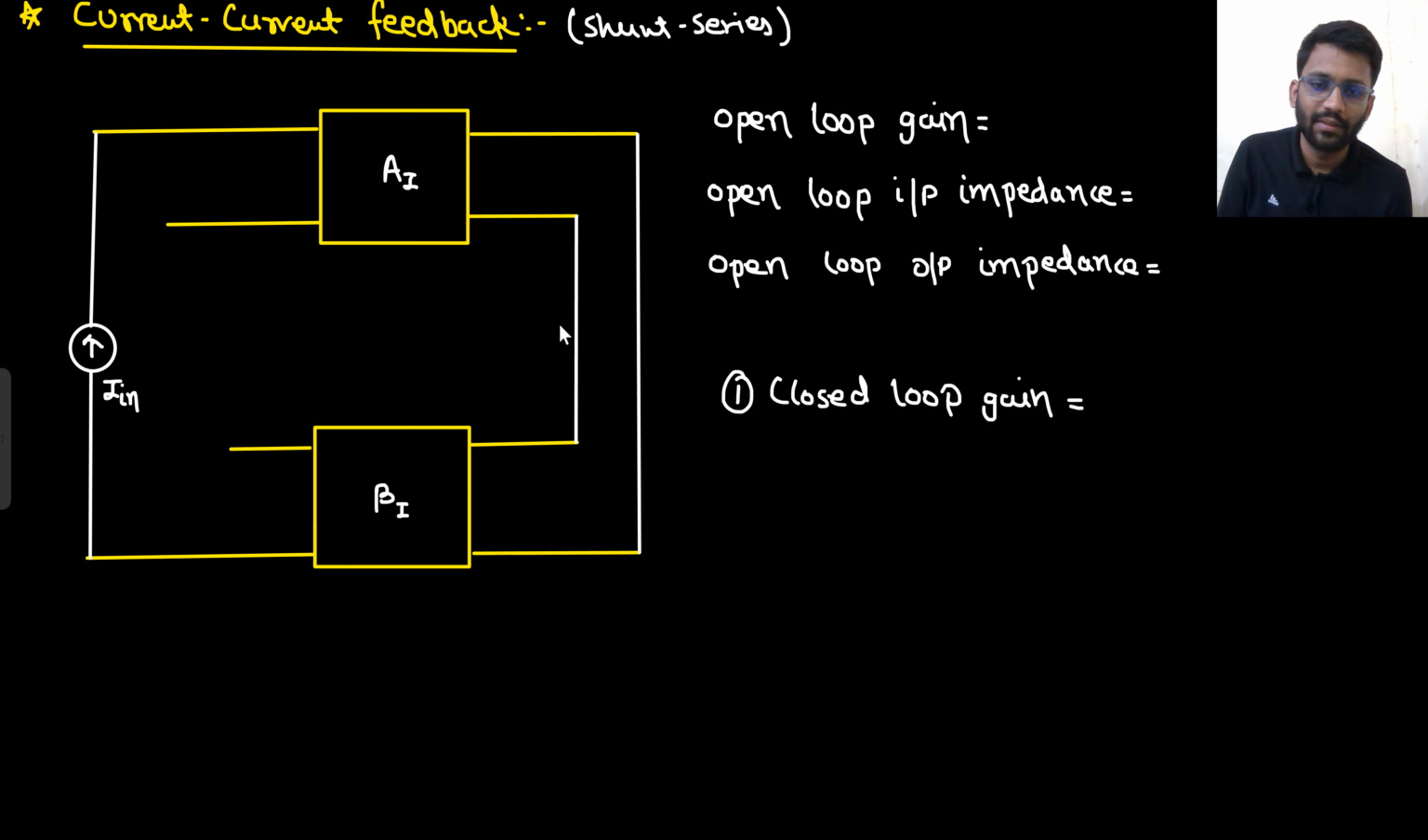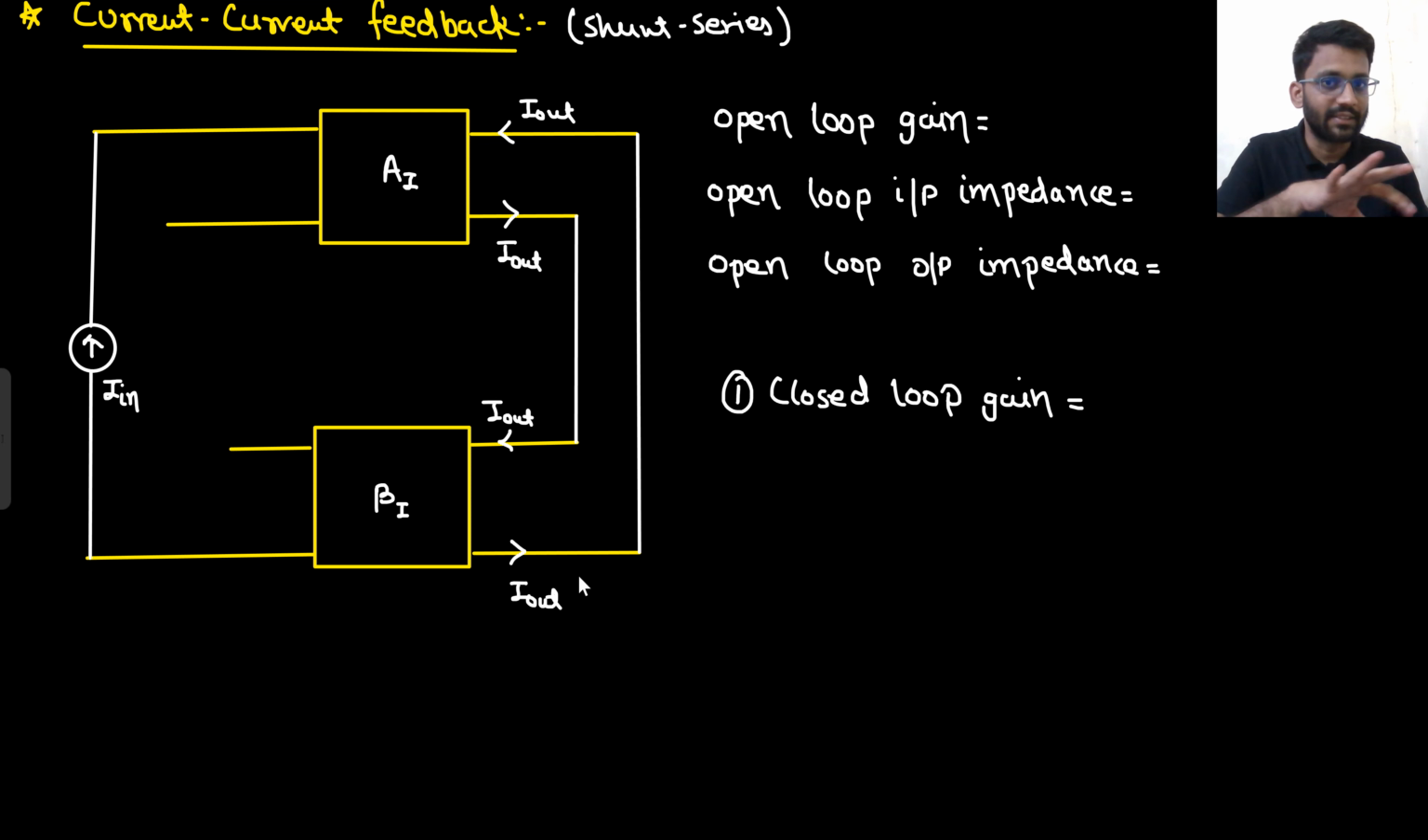Now I will take this as the output current. Why so? Because if this is the output current, then this will also be the output current, and I want the feedback to take the current. You can take any direction, but for better conceptual clarity and better results, because we are going to find closed loop gain, input impedance and output impedance, this is the notation that you should use.